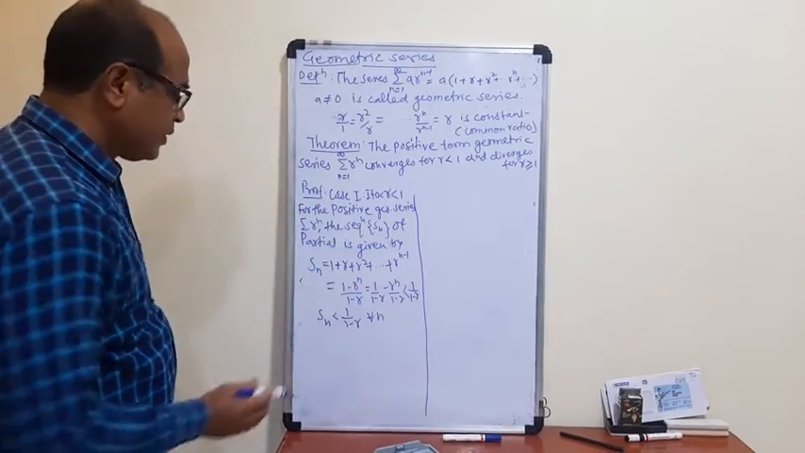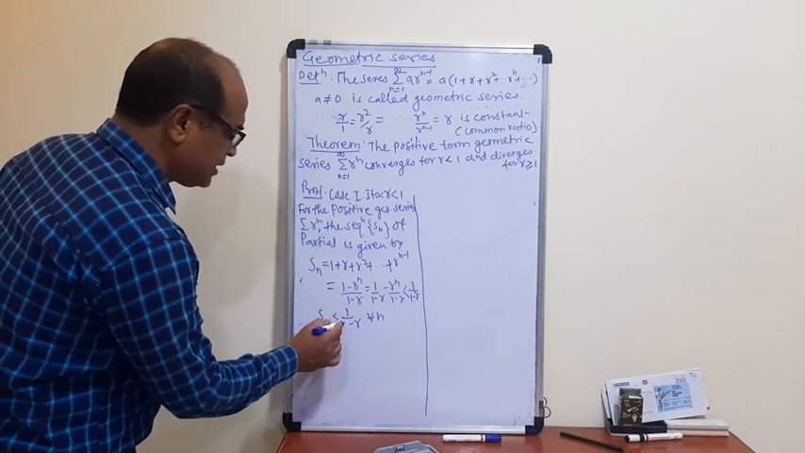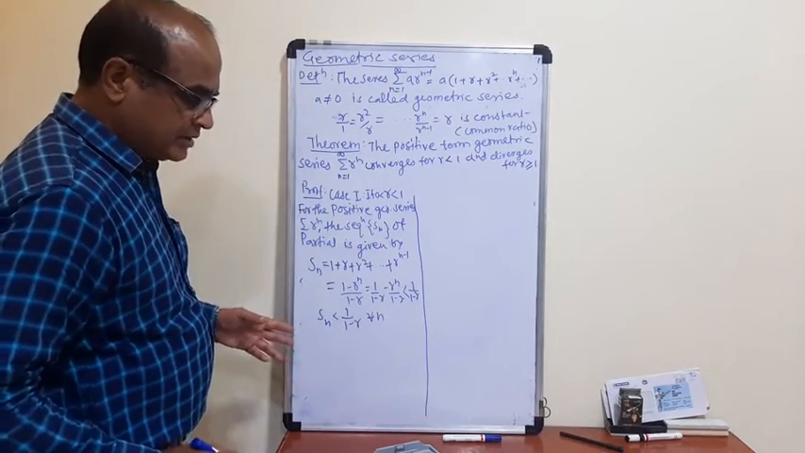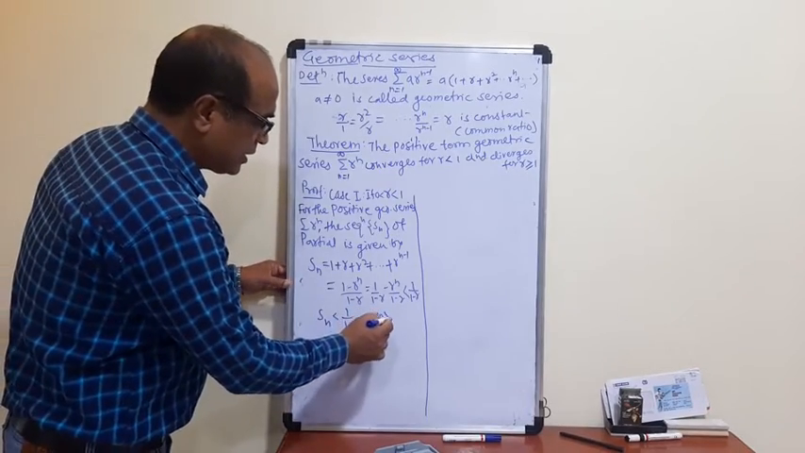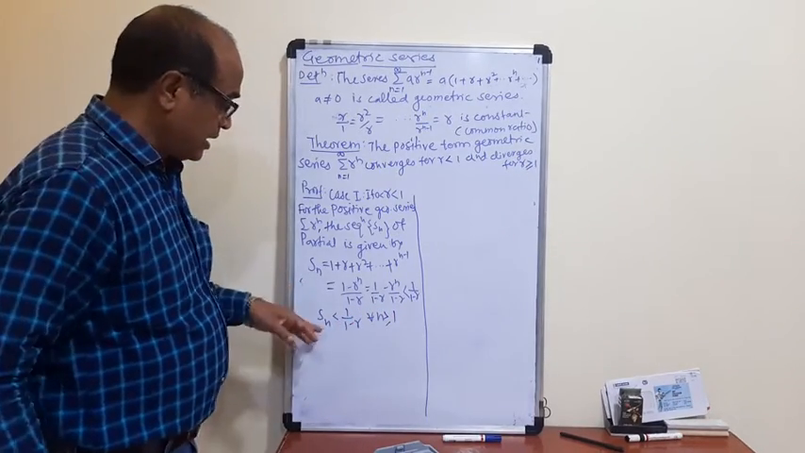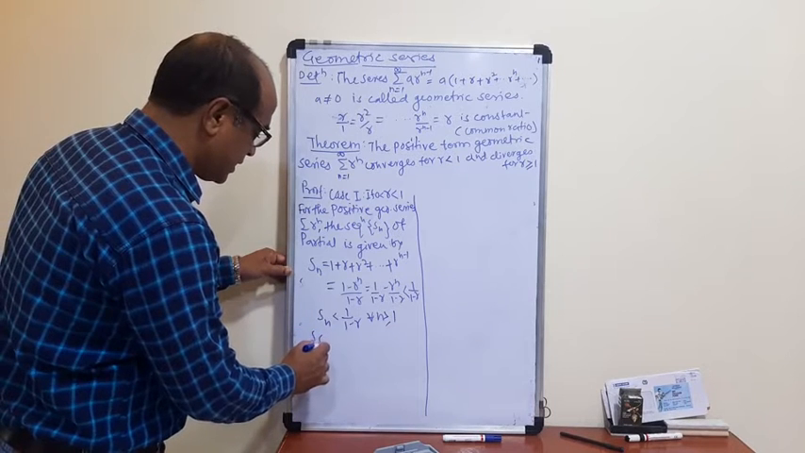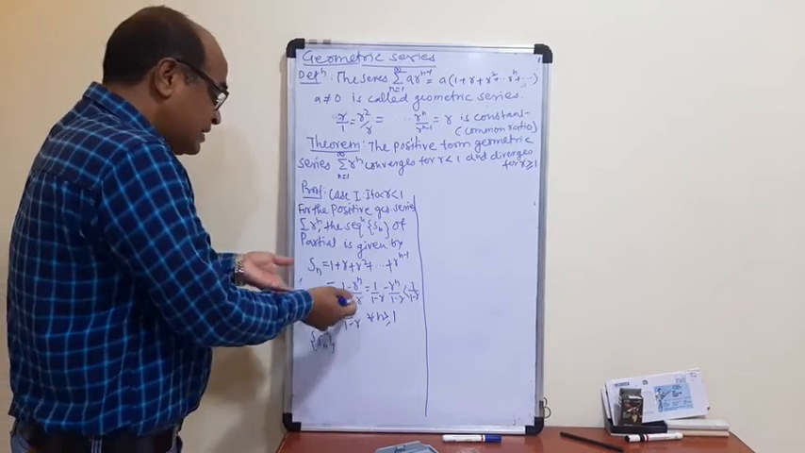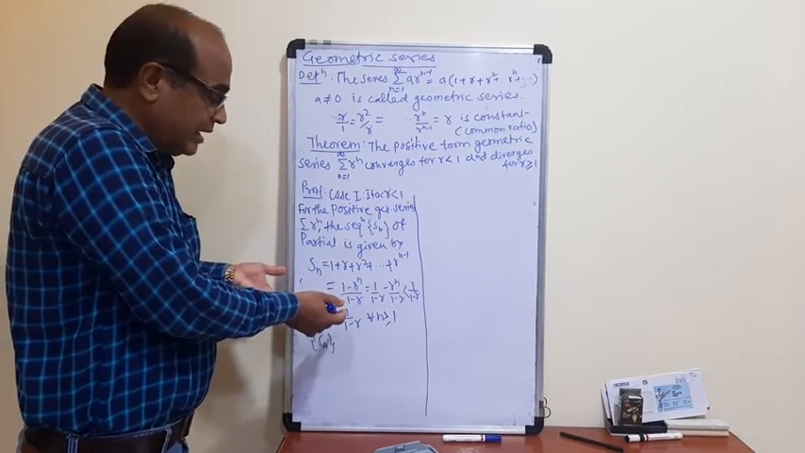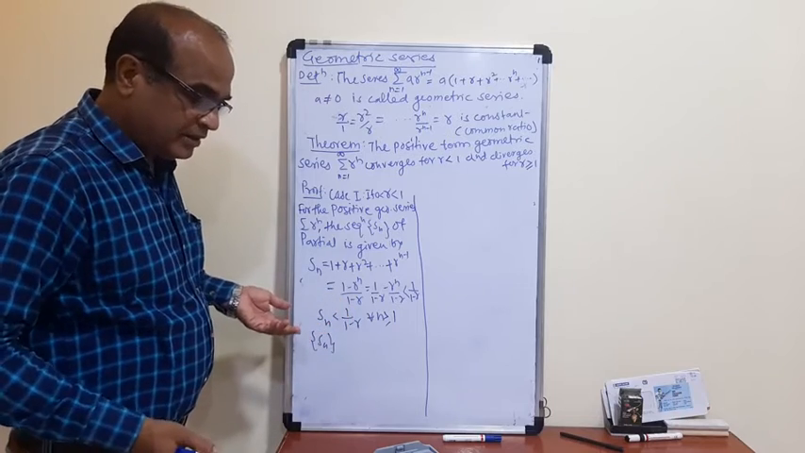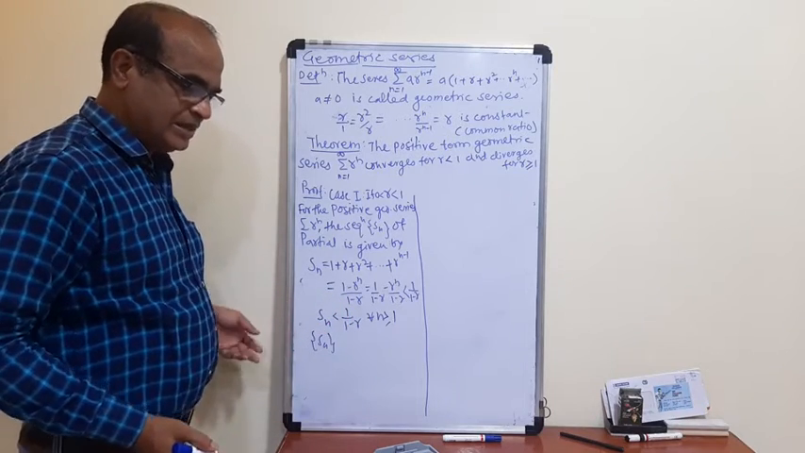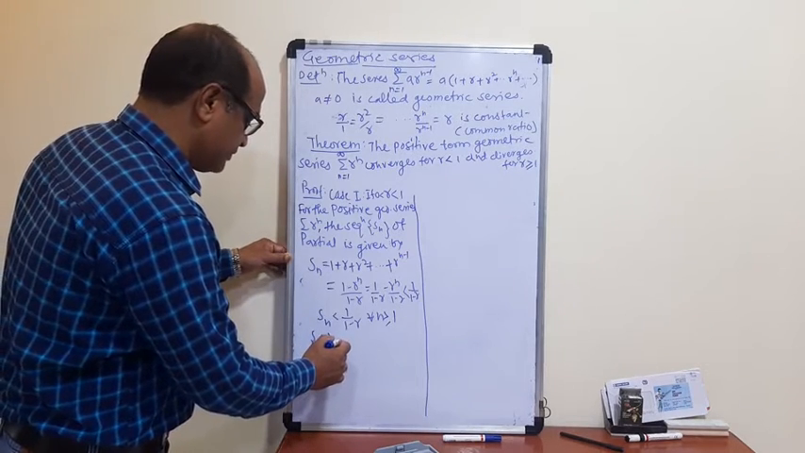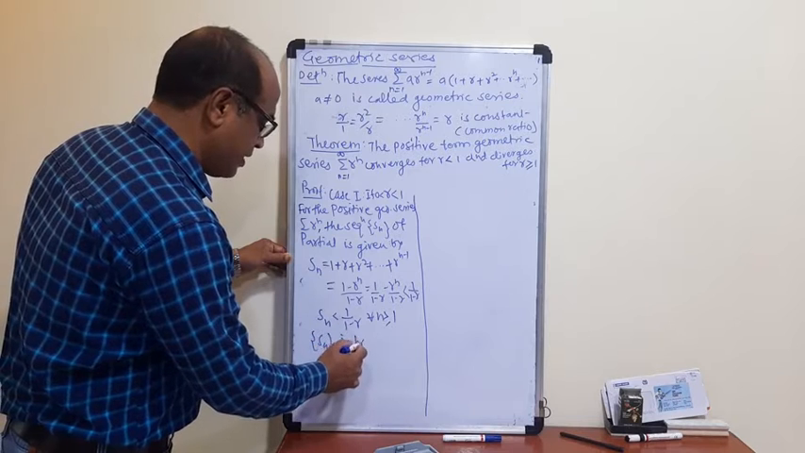So what happened here? Sn is less than 1 upon (1 - R). Therefore, all terms of the sequence Sn are less than some real number. So this is an upper bound. Then the sequence Sn is bounded above.